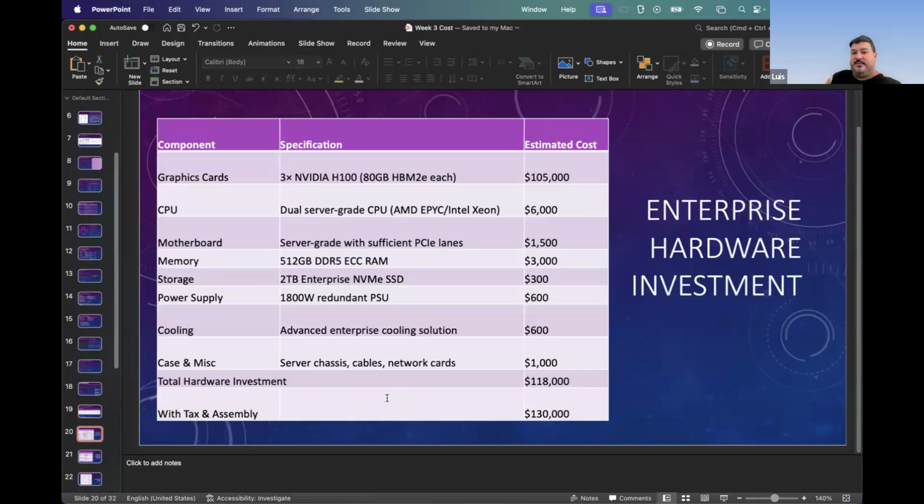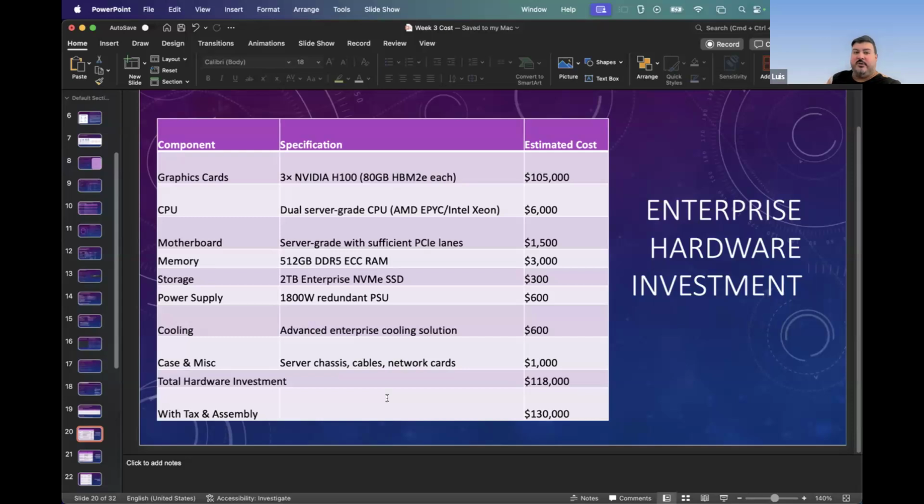So what's the cost of this, right? I think right now, NVIDIA H100s with 80 gigs each were about $35,000 to $40,000 US each. So the estimated cost of having three of these would be about $105,000. You need a good CPU that's able to process that. So AMD EPYC or Intel Xeon, that's going to cost about $6,000. You need a good motherboard. You need sufficient memory, right? 512 gigs of RAM at least, in order to support all the different processes that are happening.